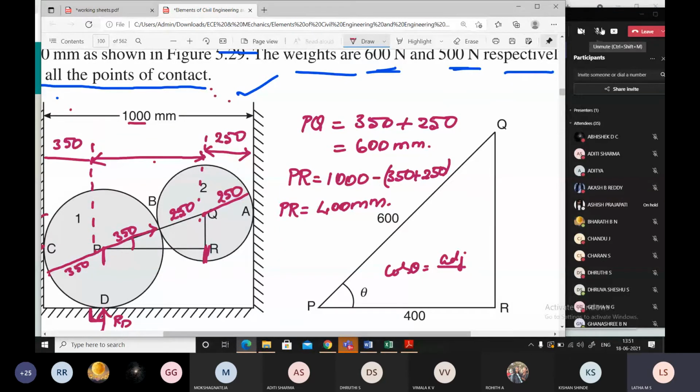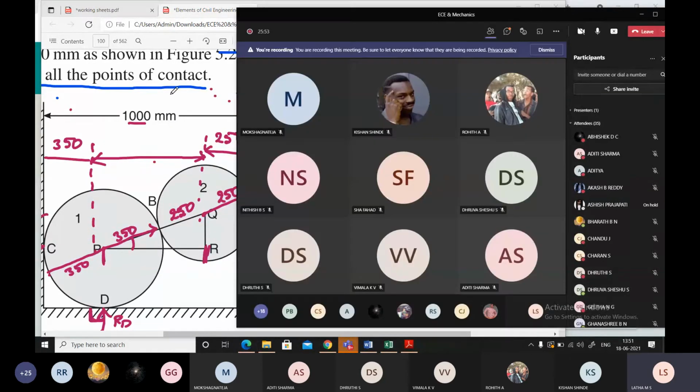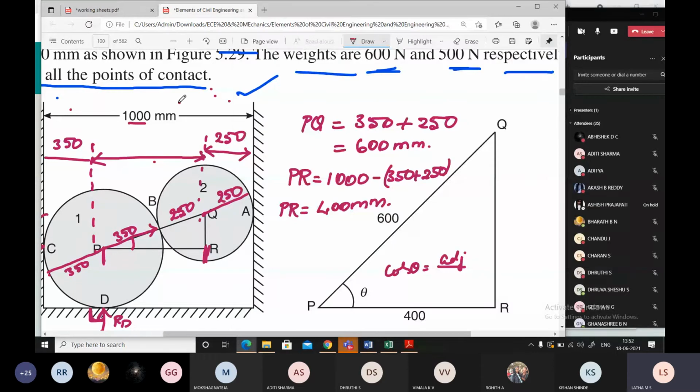Sorry, students, there was an immediate, very emergency call. Okay, now tell me, did you understand? So cos theta is equal to adjacent by hypotenuse. Because I want this angle, students, I want this angle inclined with the horizontal. This is theta. If I say it is theta, what do you get as the theta value?